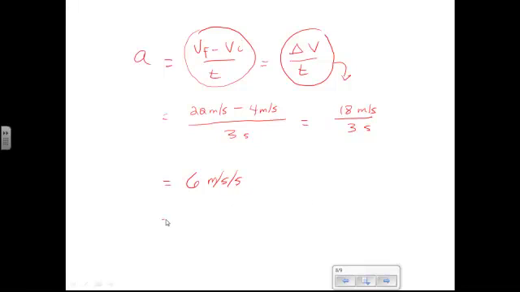Another way of writing that is to say 6 meters per second squared. When you see that squaring, we're talking about acceleration. 6 meters per second squared. Now with a little acceleration practice and the formulas under our belt, we can start looking at the graphs.